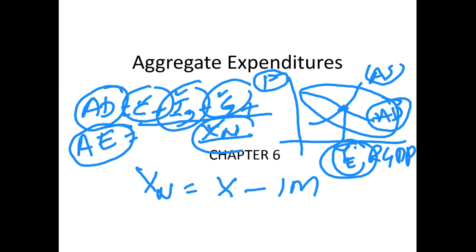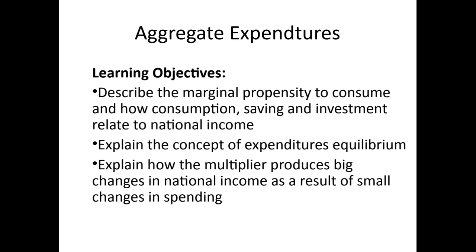So these are learning objectives, and these are some of the terms that we should understand, which I'm just reading out. Describe the marginal propensity to consume. We'll discuss what we mean by marginal propensity to consume and how consumption, saving, and investment relate to national income. By national income, I mean GDP. Explain the concept of expenditures equilibrium. We already calculated equilibrium GDP using aggregate demand and aggregate supply curves. Now we will calculate equilibrium using expenditures, and this is what we call expenditures equilibrium.